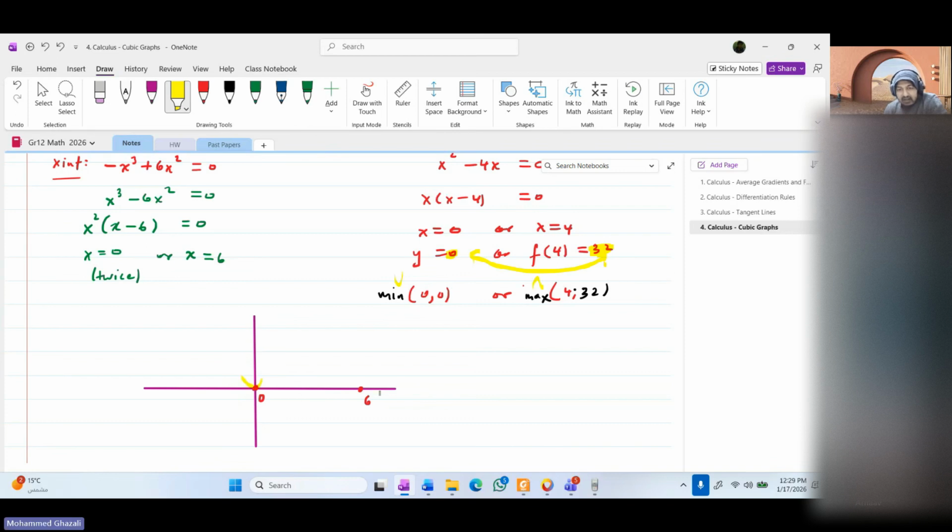Okay. And at 4 and 32, which is somewhere around here, I'm estimating, okay? The graph is not drawn to scale. At 4 and 32, we have a maximum. Right, so now we join these two. Remember, it's a cubic function.